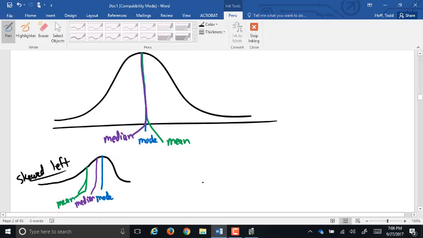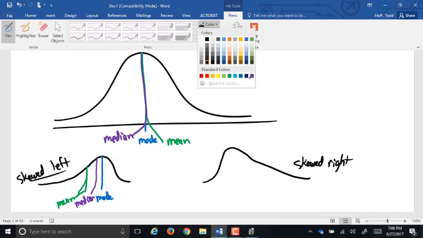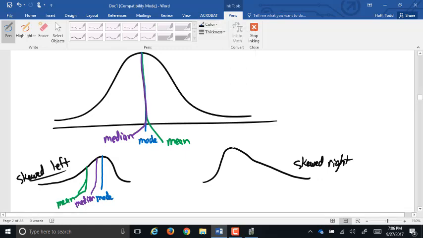And of course, it's a mirror image when it's skewed right. The mode is still the highest point. So that's my mode. The median would be moved over a little bit. And my mean would be moved over even further.